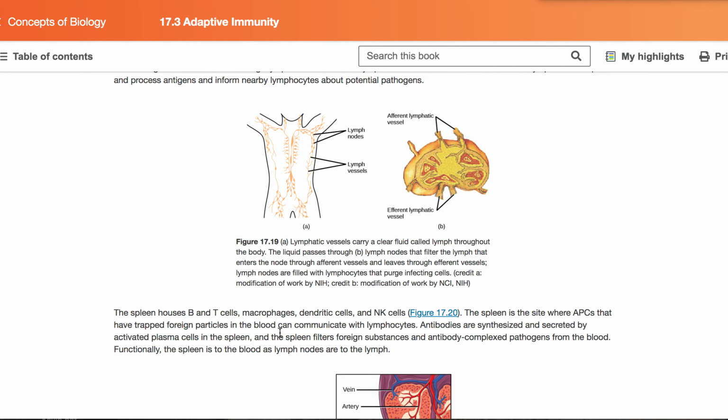And remember that these grow in the bone marrow, and the B cells will finish growing in the bones, and the T cells finish growing in the thymus. That's going to be important.